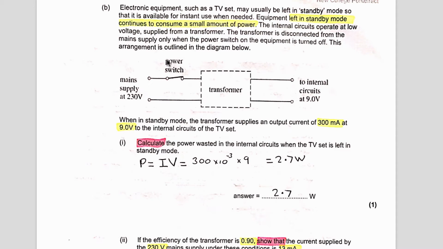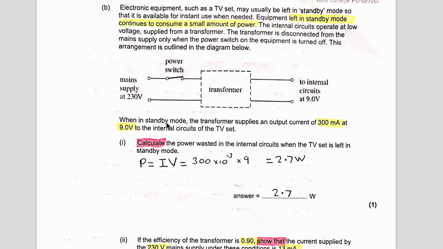In part B we've got a TV set, and they can be left in standby mode, and that's very convenient because it's available for instant use. However, equipment that's left in standby mode consumes a small amount of power. The internal circuits operate at a low voltage that's supplied from a transformer, and the transformer is disconnected from the main supply only when this power switch here is turned off. So you've got your main supply coming in, you've got your transformer, then this goes to your internal circuits at 9 volts. So you've got a step down transformer from 230 volts down to 9 volts.